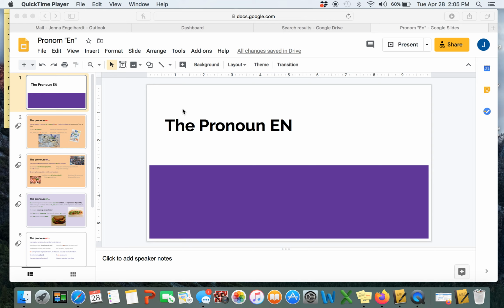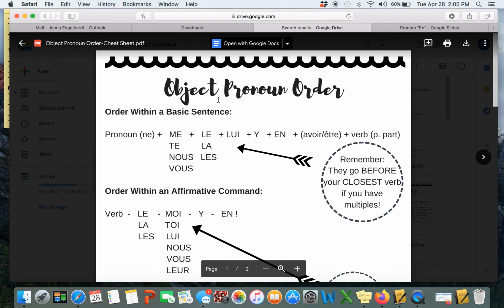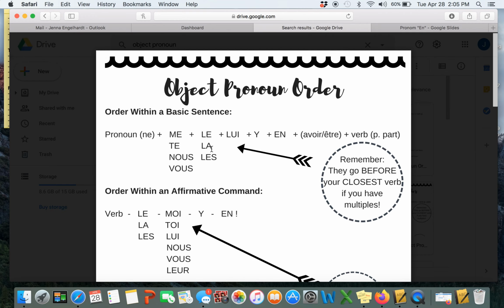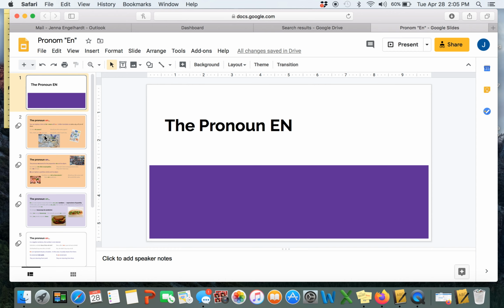I just wanted to make another quick video for you guys to explain the last pronoun that you have to learn. So this is the pronoun en. And just for reference, if we look at the cheat sheet that you have access to on Canvas, you're going to see that you have me, te, nous, vous, le, la, les, lui, leur that we did last week, y from Monday, and en. So this is the very last object pronoun that you have to worry about learning. So let's go ahead and jump into it.